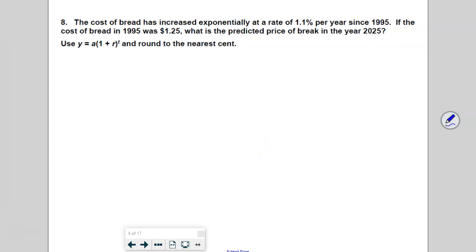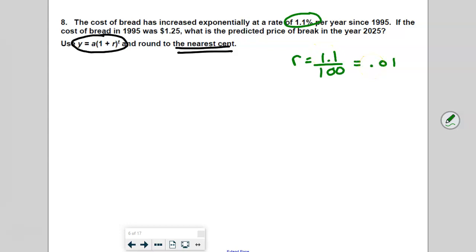All right, so here they want us to use this formula, so that's helpful, and then actually get an answer this time round to the nearest cent. So they give us some information. Let's read through it. Cost of bread is exponentially increasing at a rate of 1.1%. Now, right there, the 1.1%, you have to take the 1.1 and divide it by 100, or move the decimal point over twice. Make sure you're using this as your rate when you're in your calculator. Now, it measures years, like it pretends time starts in 1995 for this model. So originally, the bread costs $1.25. That's the original amount that we're going to put right there in the formula.